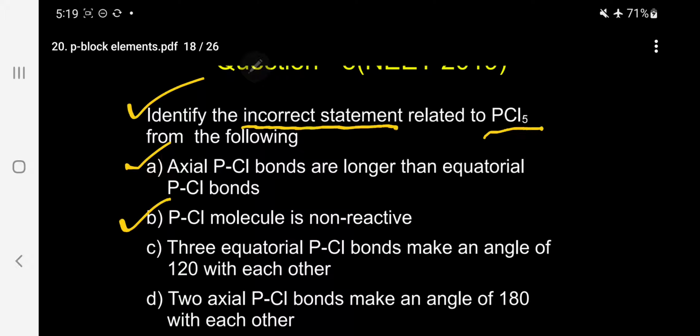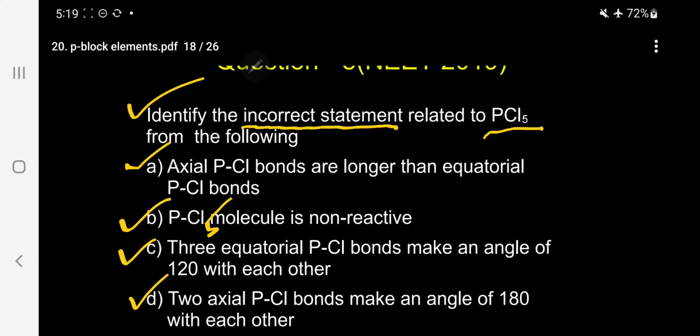B: PCl5 molecule is non-reactive. C: three equatorial P-Cl bonds make an angle of 120 degrees with each other. D: two axial P-Cl bonds make an angle of 180 degrees with each other. So which is the incorrect statement? That is the question here. Kindly follow.